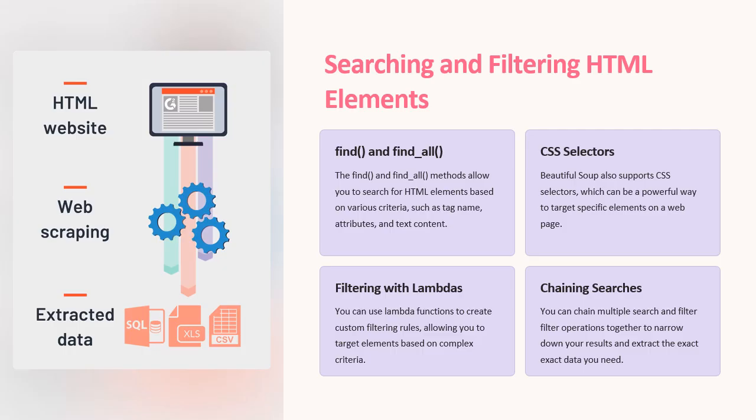Now let us talk about searching and filtering HTML elements. Find and find_all methods allow you to search for HTML elements based on various criteria such as tag name, attributes, and text content. Next is CSS selectors. Beautiful Soup also supports CSS selectors, which can be a powerful way to target specific elements on a web page. Filtering with lambdas. You can use lambda functions to create custom filtering rules, allowing you to target elements based on complex criteria. Chaining searches. You can chain multiple search and filter operations together to narrow down your results and extract the exact data you need.